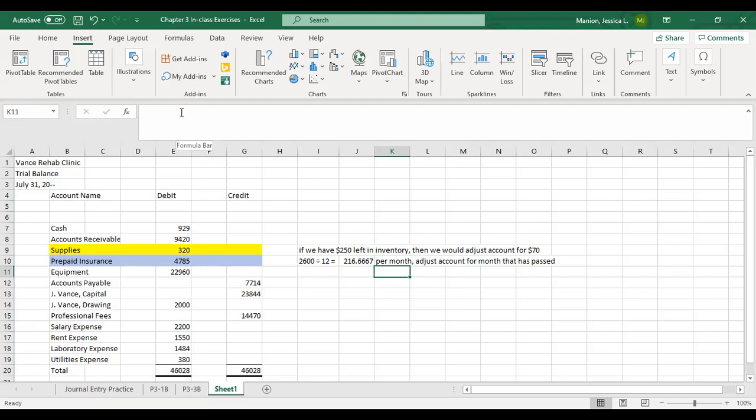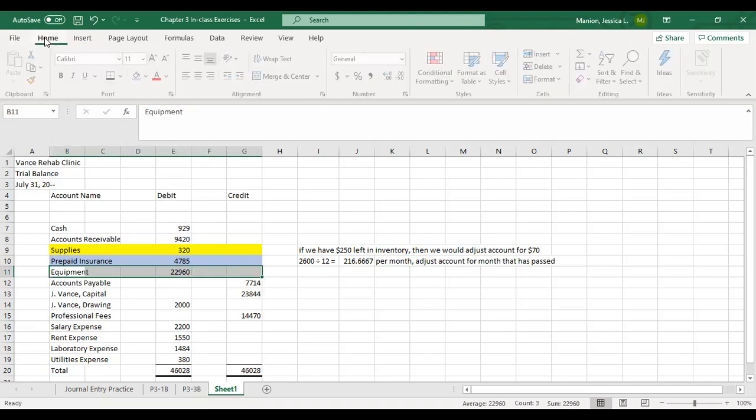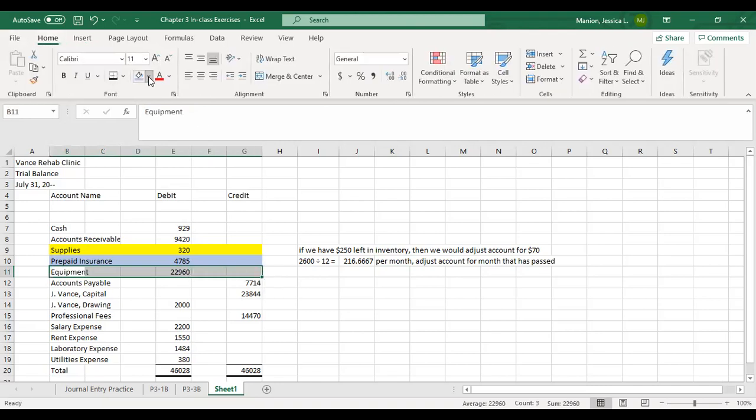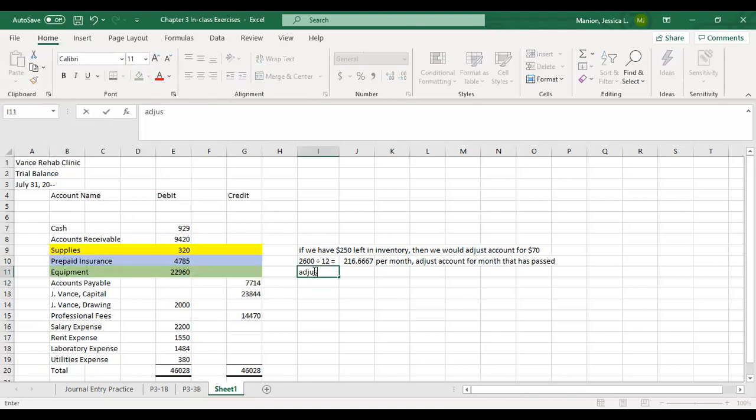Right? In that situation. Equipment is another one. We do an adjusting entry related to equipment, and this is in relation to depreciation. So the adjusting entry here is for depreciation.